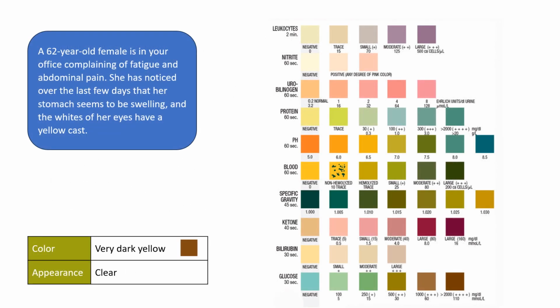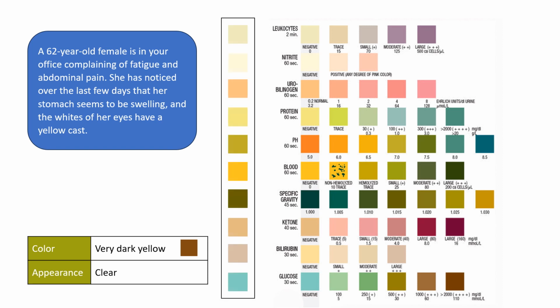This patient is a 62-year-old female, and she's complaining of fatigue and abdominal pain. And she's noticed over the past few days that her stomach seems to be swelling, and the whites of her eyes have a yellow tint or a yellow cast to them. So she gives us a urine sample, and we see this urine is very, very dark, and it's clear. And so we do the dipstick, and this is our result.